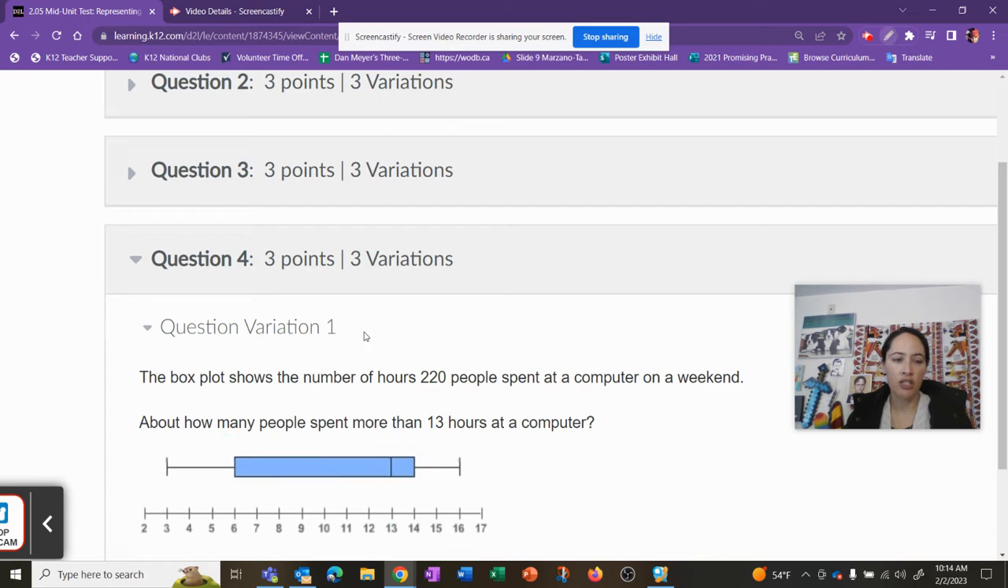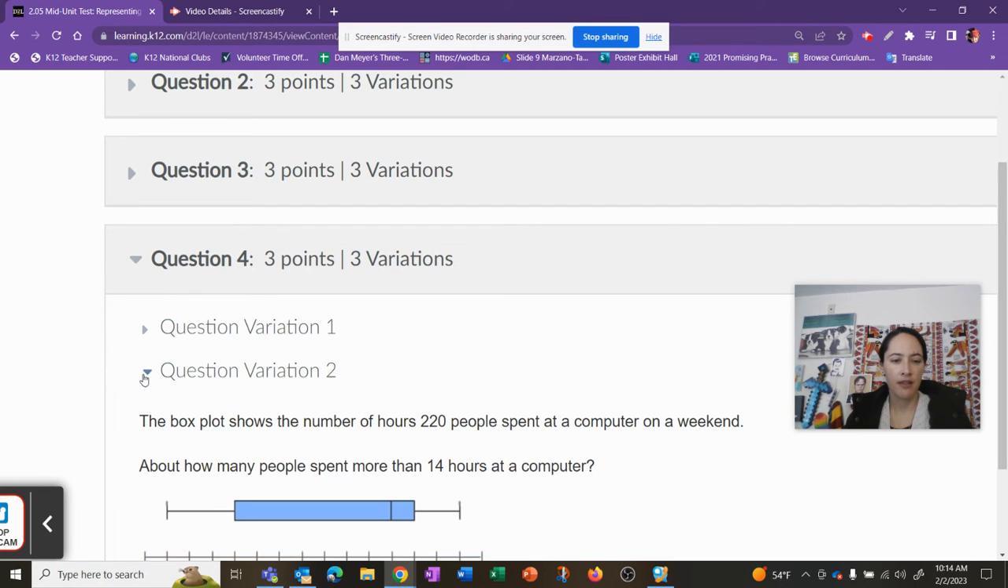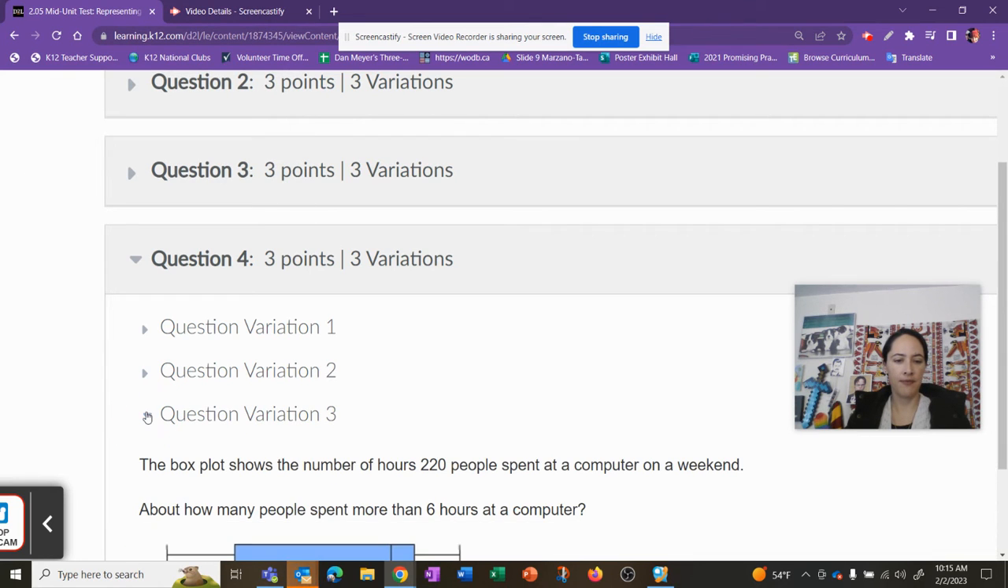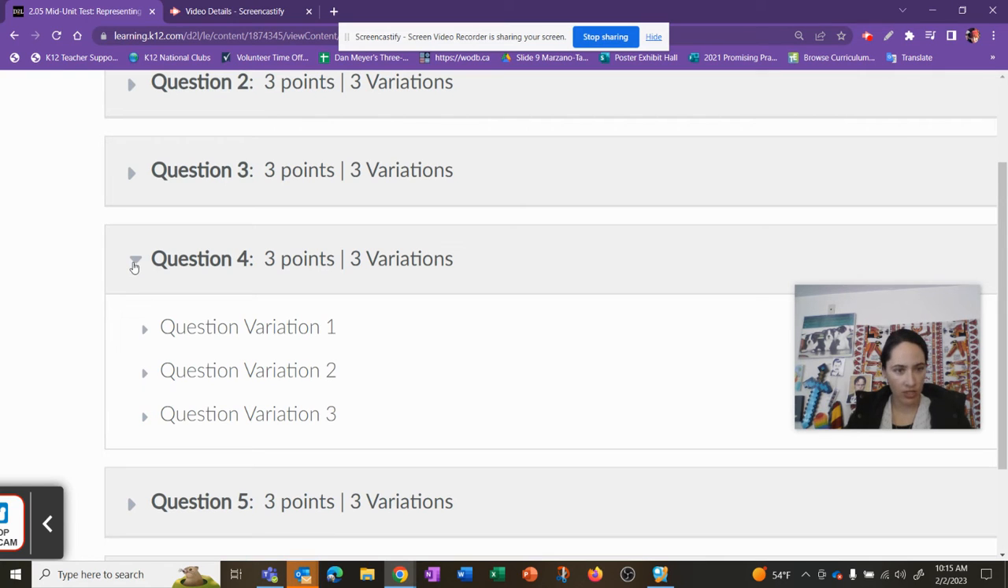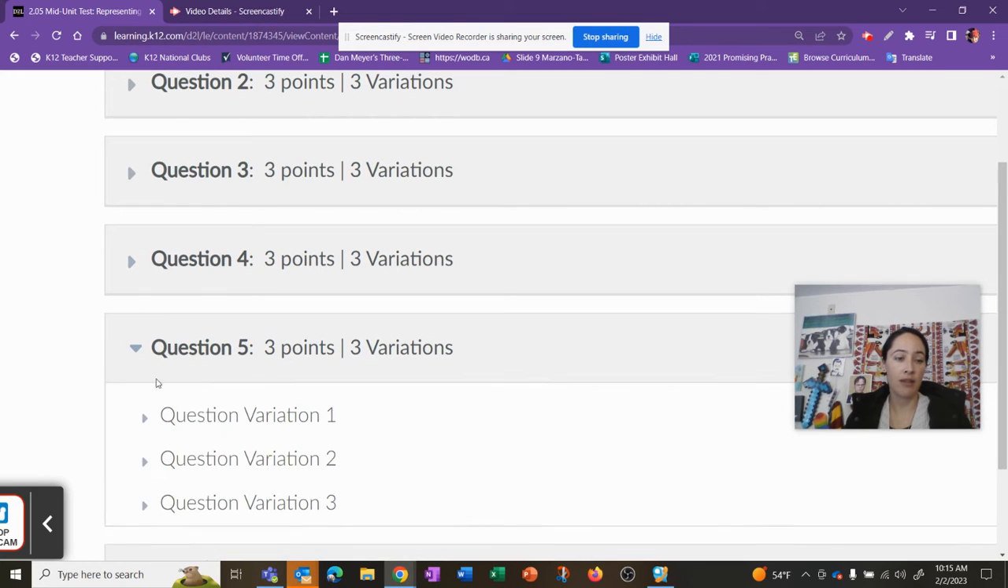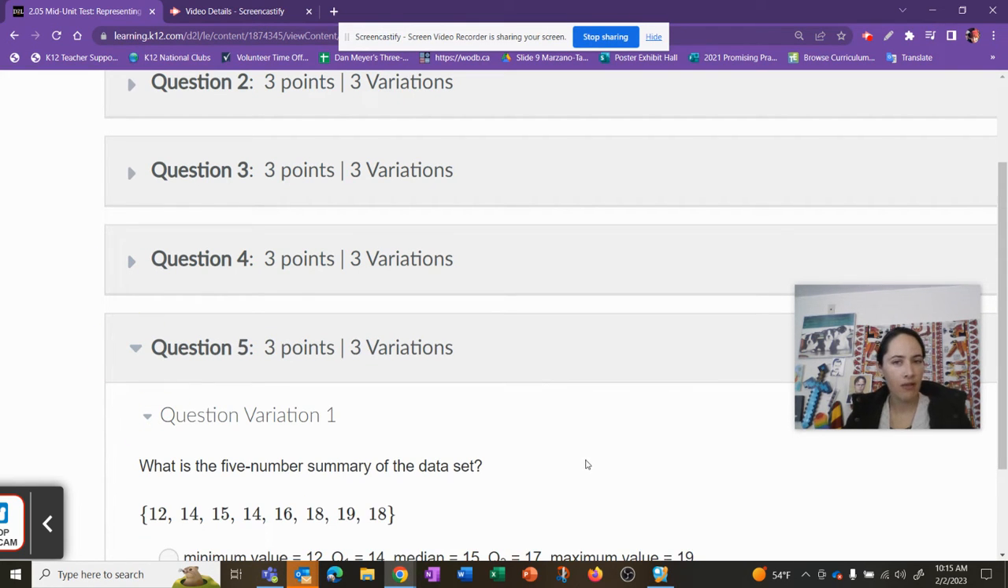No matter which question you have, more than 14 hours, now you have to look, where's 14? What's a fourth, a half, 3/4? That's usually what they're going to ask you. Or more than 6 hours. Let me know if you have questions about that, but that's what a box plot is doing. That's why we have quartiles, and it's why they're useful. I'm not a fan of them, but that's okay.